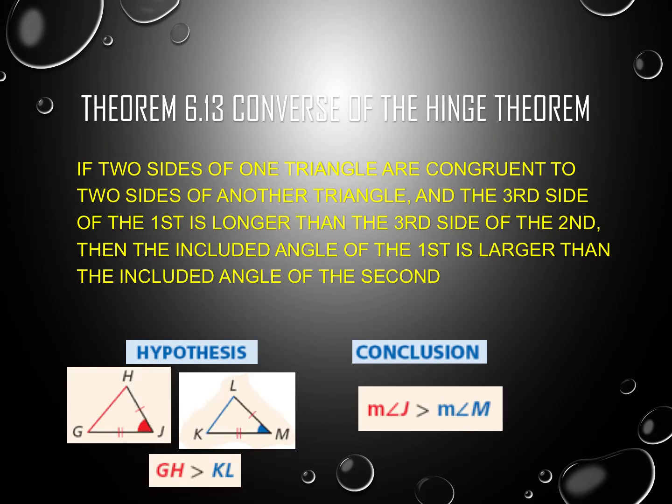Okay, so the converse of the hinge theorem states that if two sides of one triangle are congruent to two sides of another triangle, and the third side of the first is longer than the third side of the second, then the included angle of the first is larger than the included angle of the second. So what we're going to be looking for is the congruency marks to figure out which angle in our triangle is the included angle. And then from there, we're going to compare the side lengths that are across from the angle. And when we find the larger side, that's going to determine the larger angle.